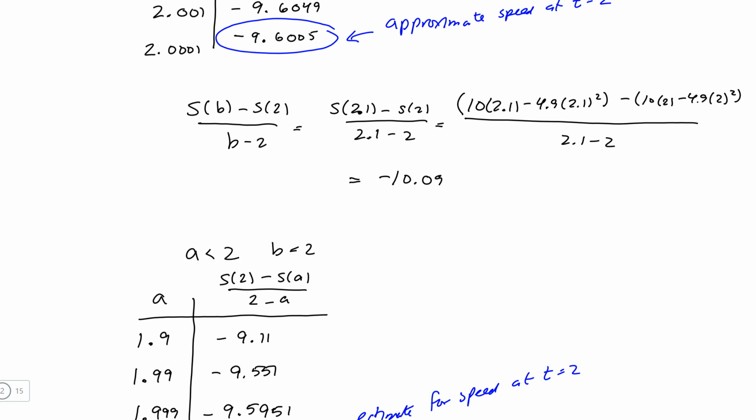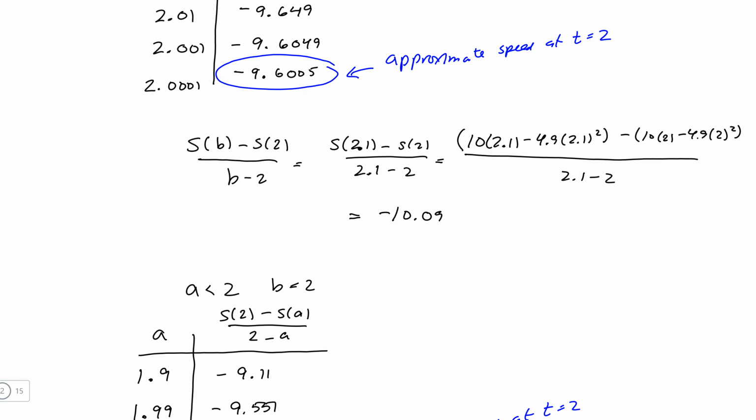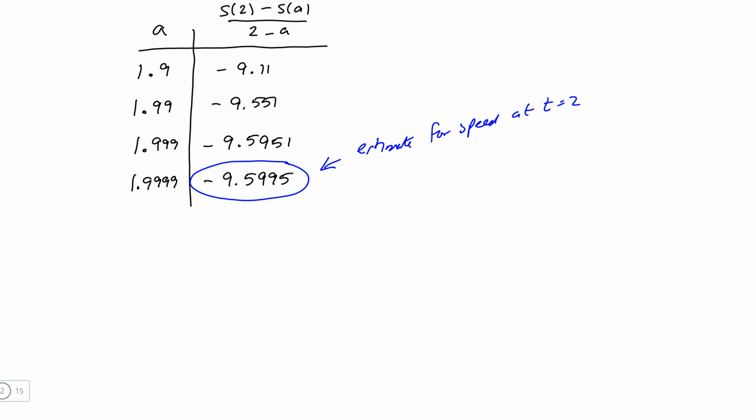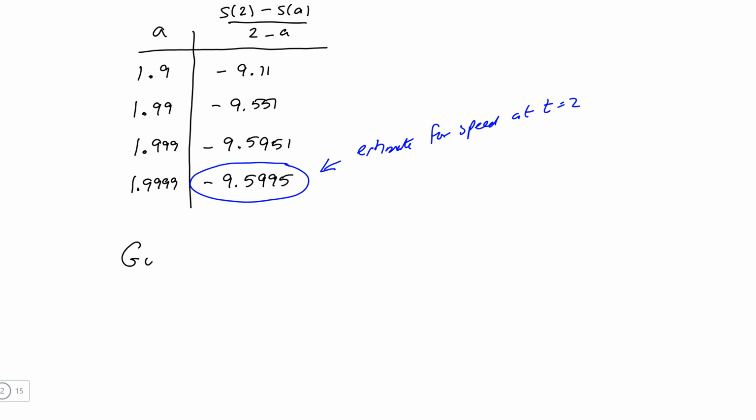If we look at these two values together, we might guess, well, the first one's a little bit off of 9.6, and the second one's a little bit off of 9.6. So we might actually guess the speed at t equals 2 is minus 9.6 meters per second. And that negative sign, what does that mean? Well, that means the ball is coming back down.